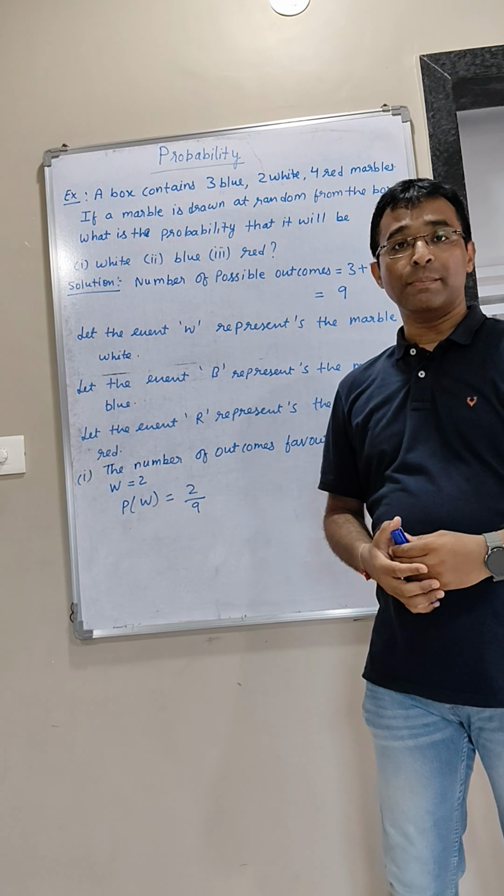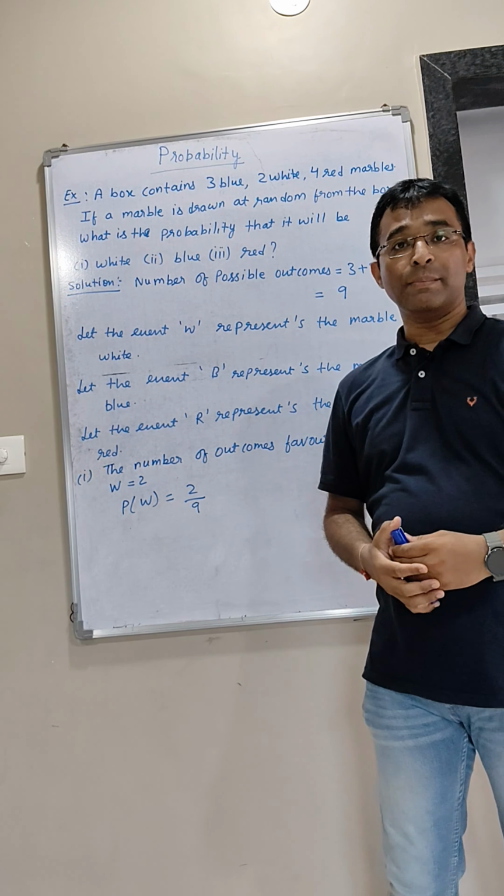Let's take an example to understand probability more. I have taken this example from the NCERT book. A box contains 3 blue marbles, 2 white, 4 red marbles. If a marble is drawn at random from the box, what is the probability that it will be white, red and blue? So we are having a box in which there are 3 types of marbles: white, blue and red.